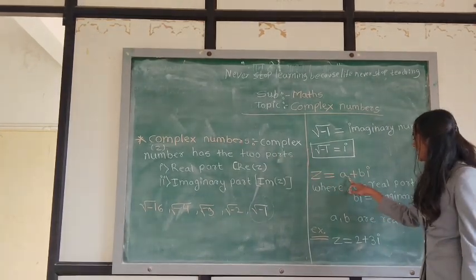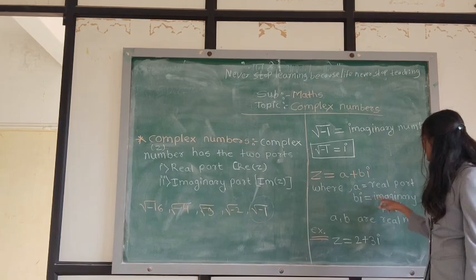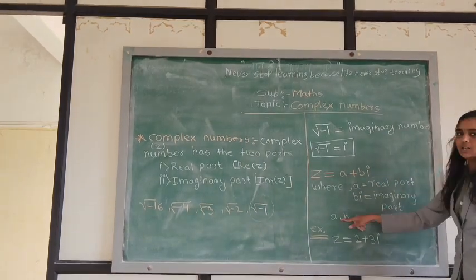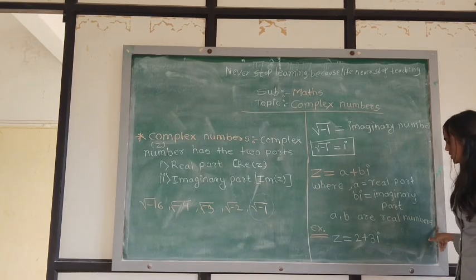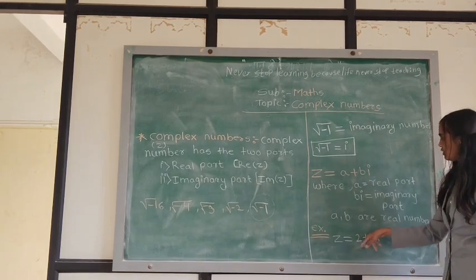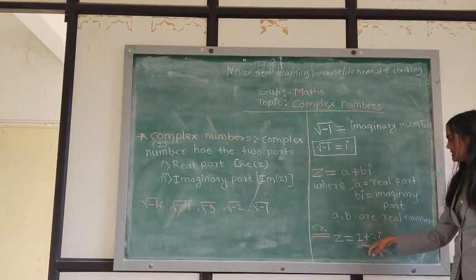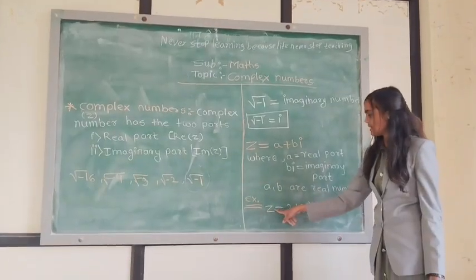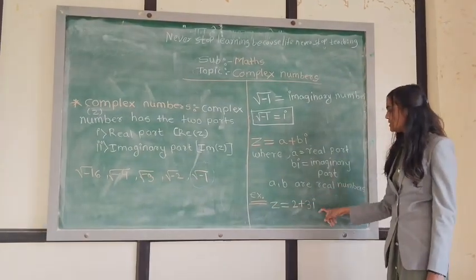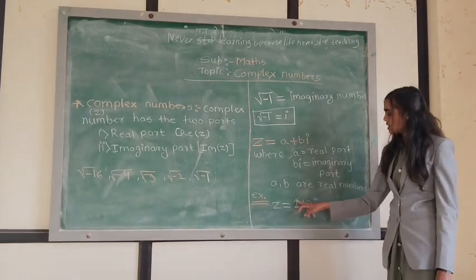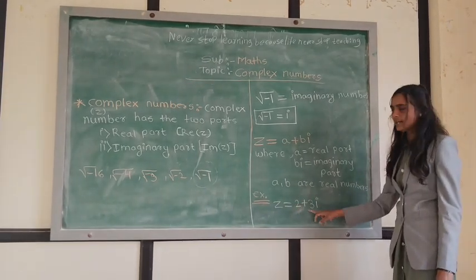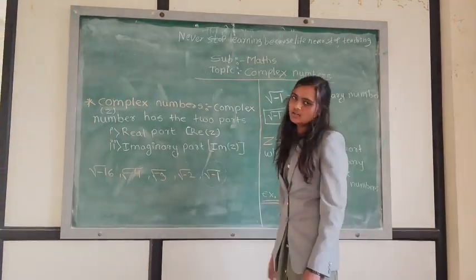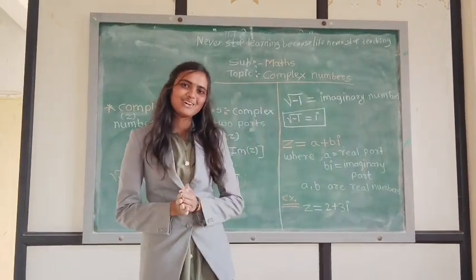Where a is the real part, bi is the imaginary part, and a and b are two real numbers. Okay. So if we take the value of a as 2 and the value of b as 3, then we can say the complex number is Z equals 2 plus 3i, where 2 is the real part and 3i is the imaginary part. Okay, and i is the imaginary number. So I hope you have understood.